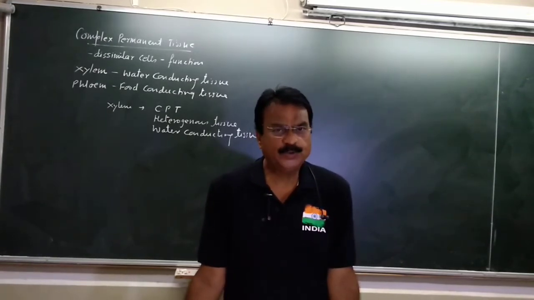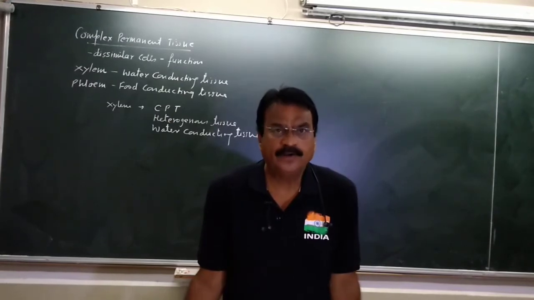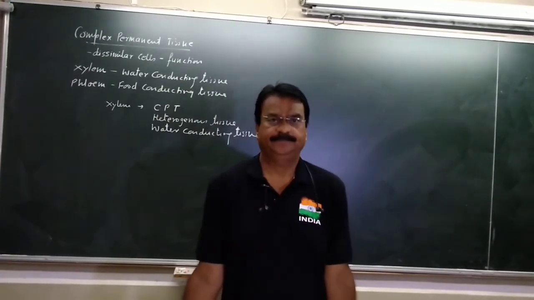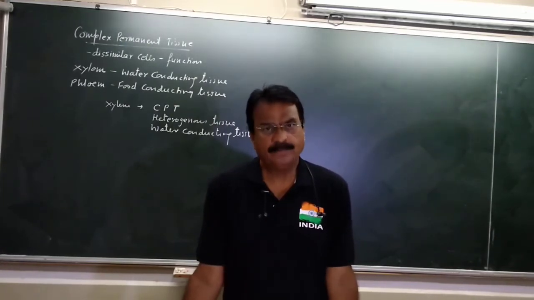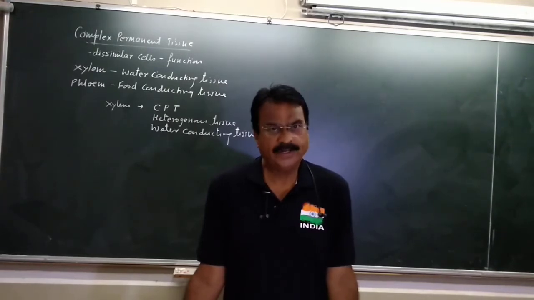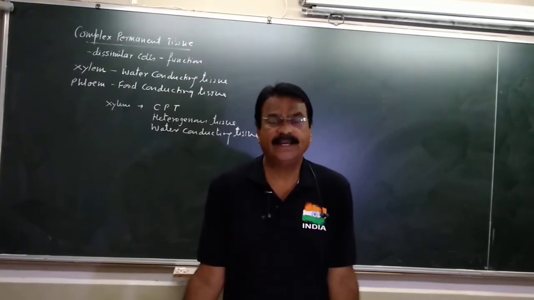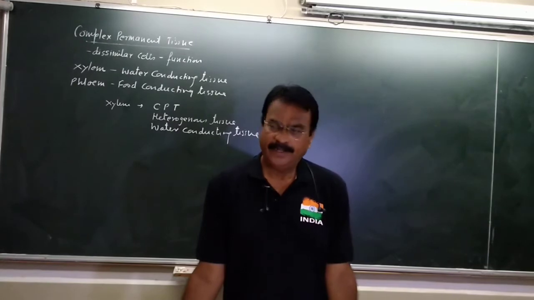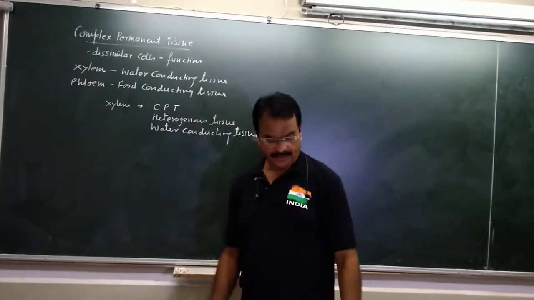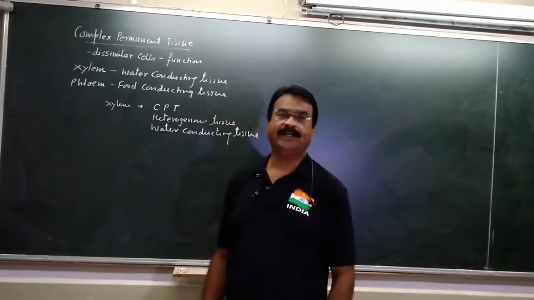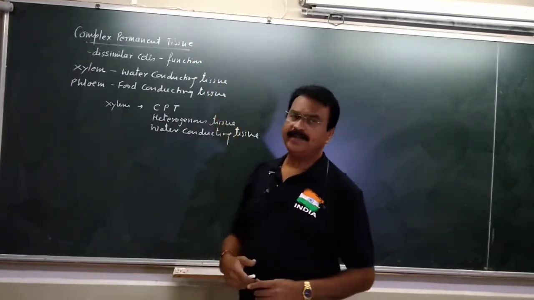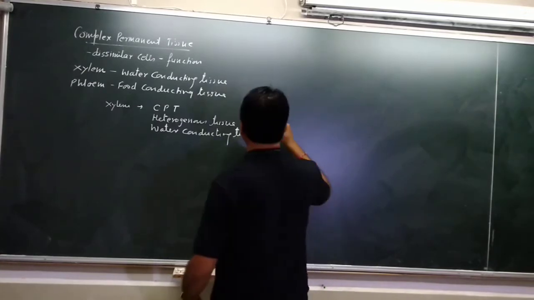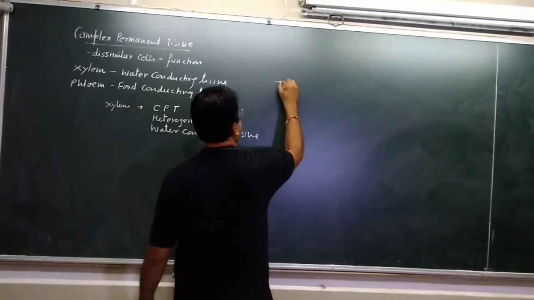Simple permanent tissues are made up of similar, identical cells. In that we have covered three types: parenchyma, collenchyma and sclerenchyma. And today we are going to discuss another type of permanent tissue, that is complex permanent tissue. The meaning of complex is that it is made up of dissimilar cells.